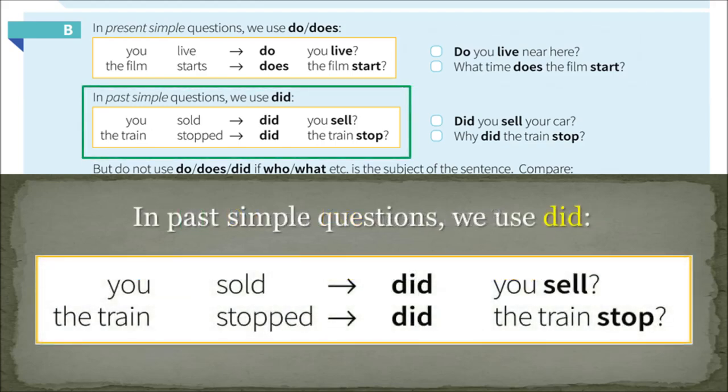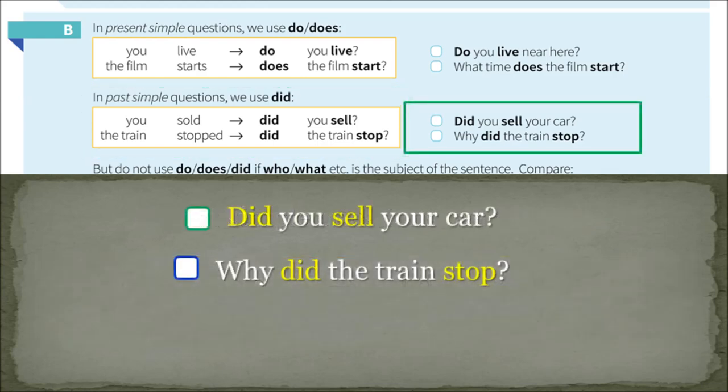In past simple questions, we use did. You sold. Did you sell? The train stopped. Did the train stop? Did you sell your car? Why did the train stop?